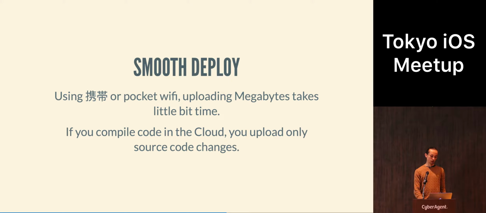And smooth deploy is pretty important. I don't know about you, but I'm quite often using just internet from my kettle or pocket Wi-Fi, and I would upload even like 30 megabytes each time I work on some Swift code. Probably I would end up without internet within a few days. So the less code you send to the internet, the better, and it makes everything more smooth and easier.